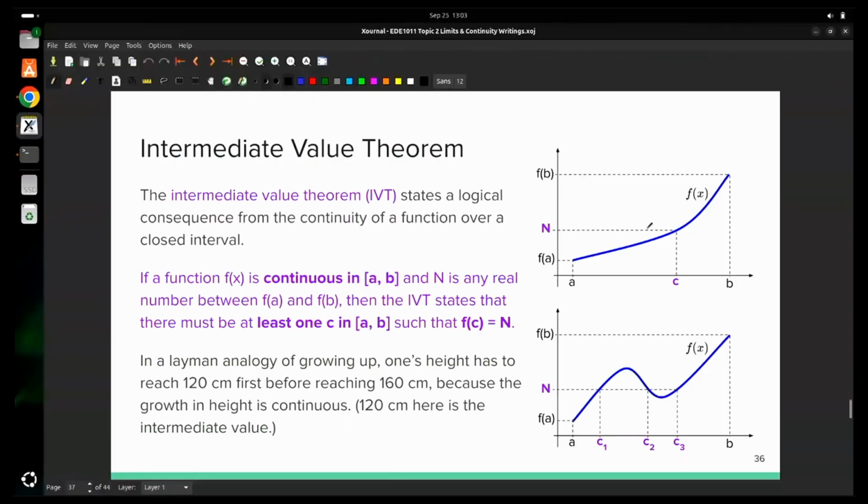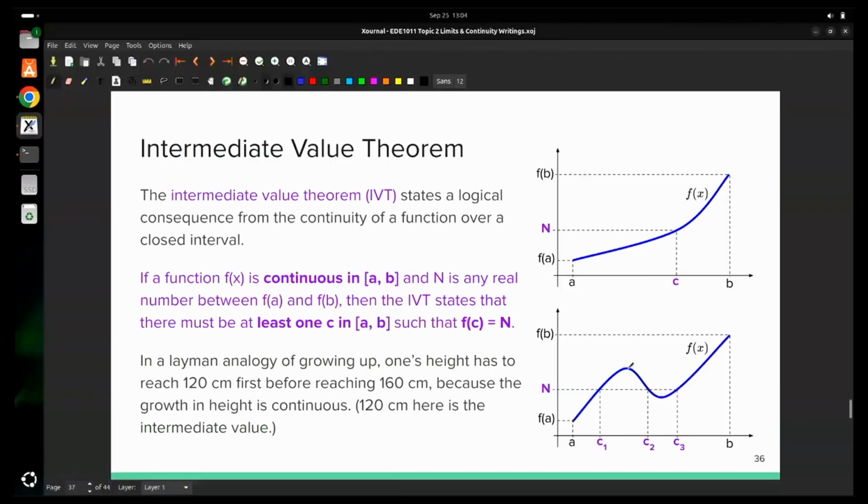You can also observe that the two graphs here are both continuous and they both satisfy the IVT. Notice that the first graph only satisfies the IVT at one point. That means there's only one point C in between A and B such that f of C is in between f of A and f of B. So this can be just one point, but it can also be multiple points.